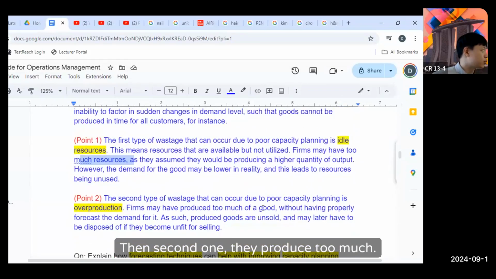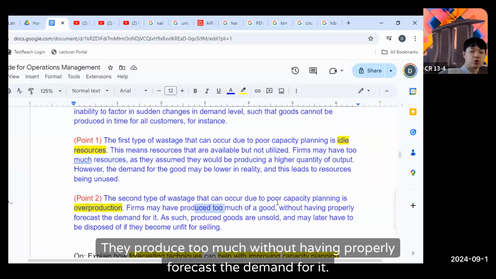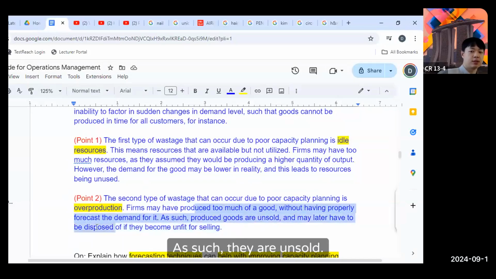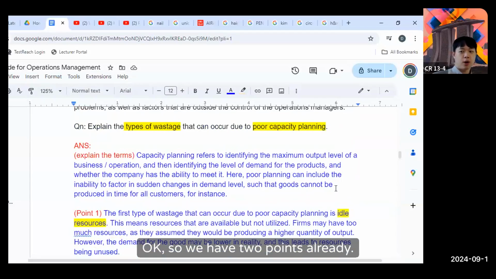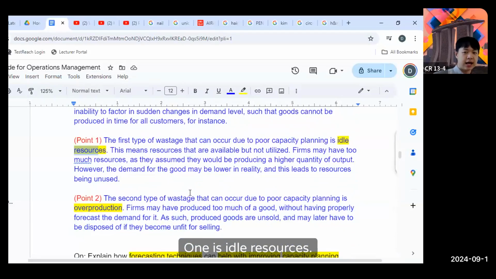Then the second one, they produce too much. So it can occur because of overproduction. They produce too much without having properly forecast the demand for it. As such, they are unsold, and may have to be disposed of if they become unfit for selling. So we have 2 points already. One is idle resources. The other one is overproduction.